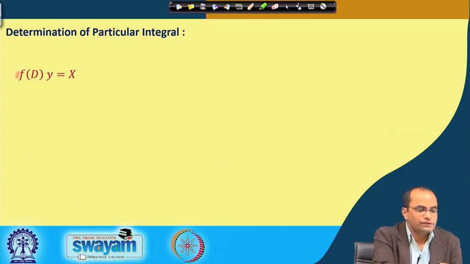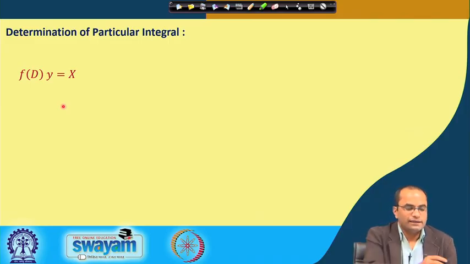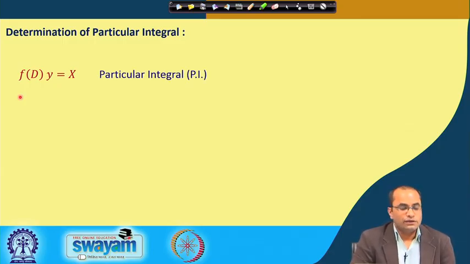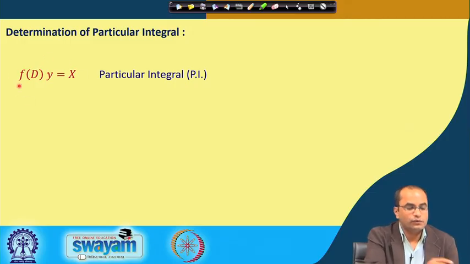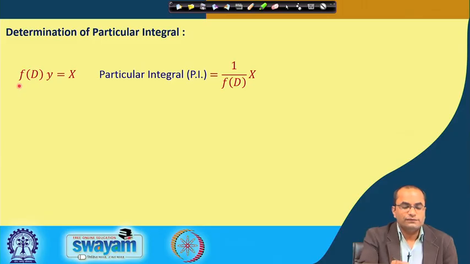The given differential equation written in operator form is f(D) y = X, where X is a function of small x, and f(D) has been already discussed in the previous lecture. The particular integral of this equation, or a particular solution, we will denote as 1 over f(D) operated on X.